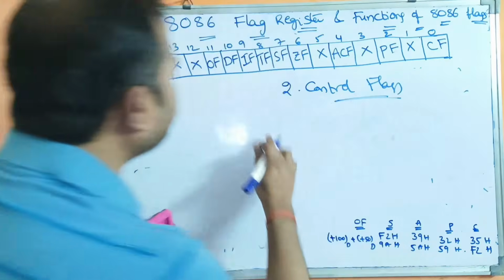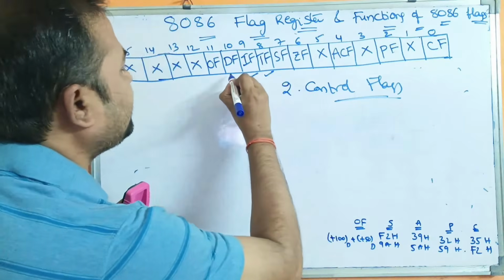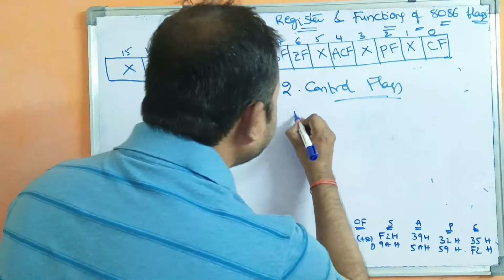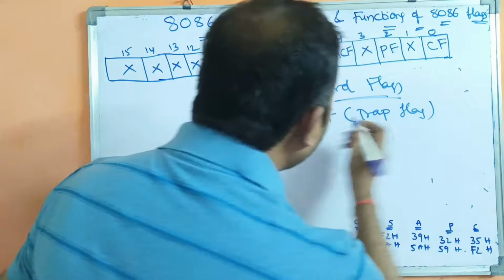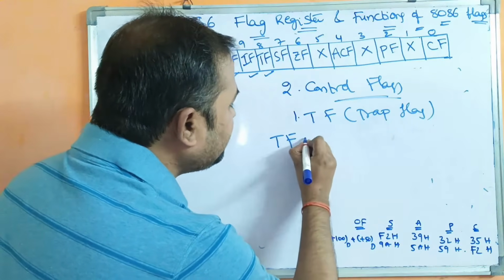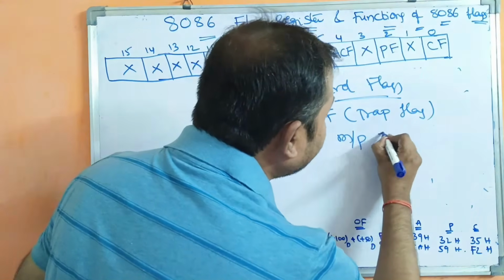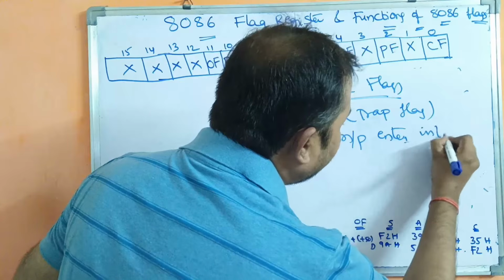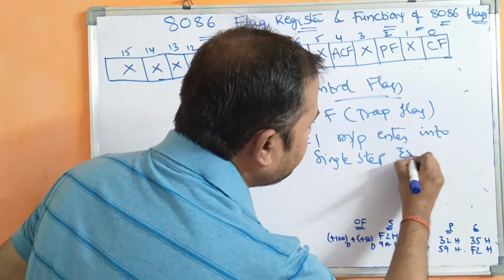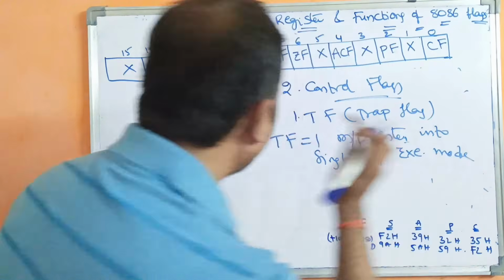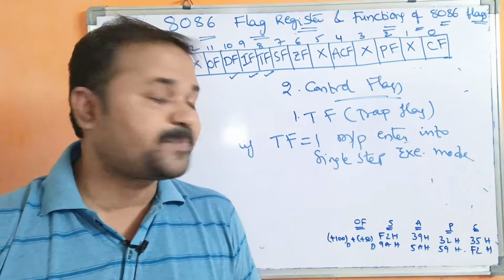So what are the control flags? We have a total of 3 flags: trap flag, interrupt flag, and direction flag. First let us see the first one, that is the trap flag. Whenever the trap flag is set, if TF is 1, then the microprocessor enters into single step execution mode.